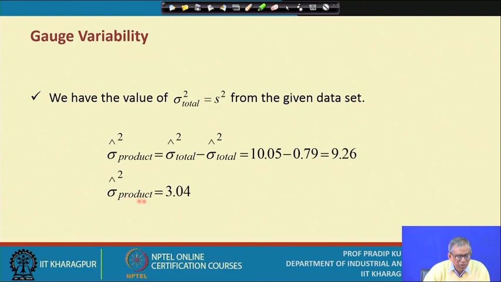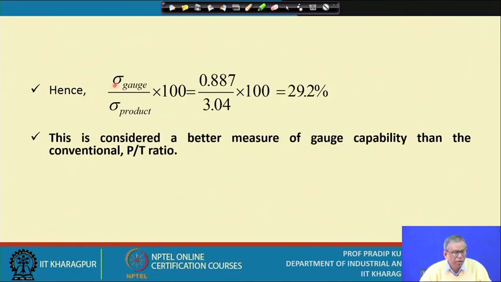So obviously, sigma square product, that means due to the product, you have this variance, that is 3.04. Now what you try to do is calculate how much is the sigma gauge with respect to sigma product. That means what is the proportion of the sigma gauge with respect to the sigma product. So sigma gauge by sigma product you calculate. It is 0.887 divided by 3.04. That means it is 29.2%.